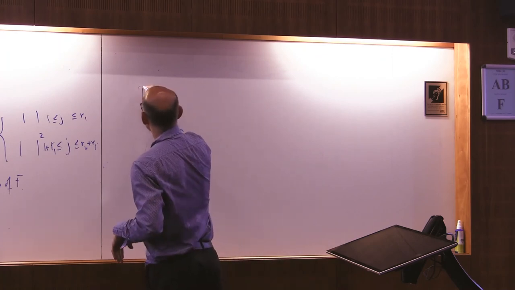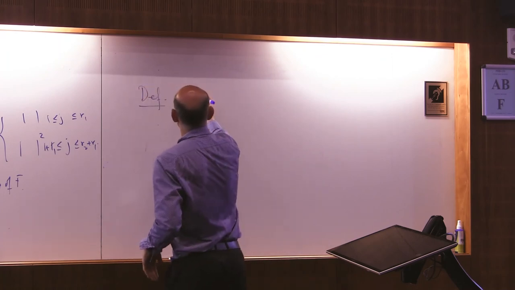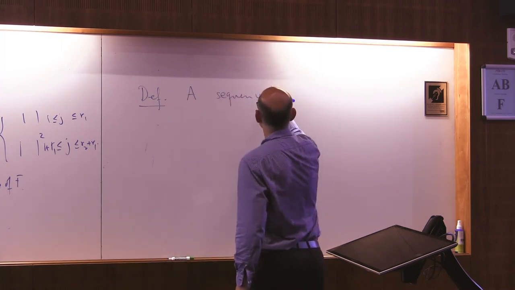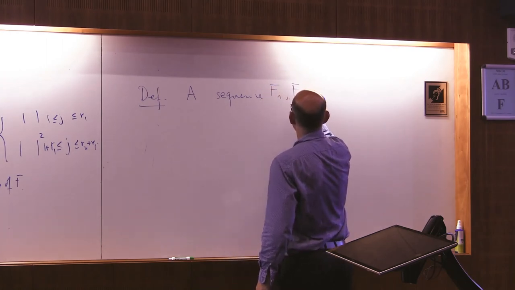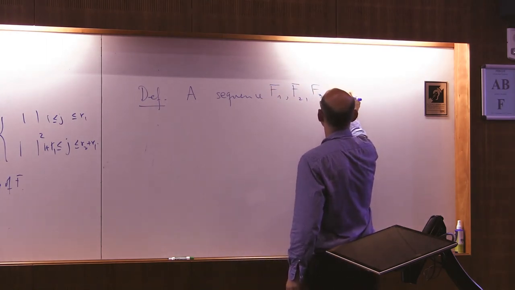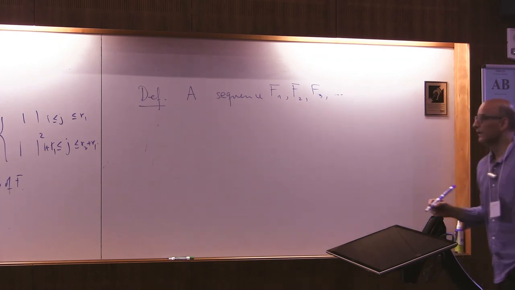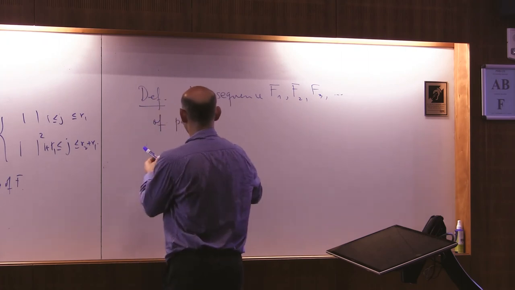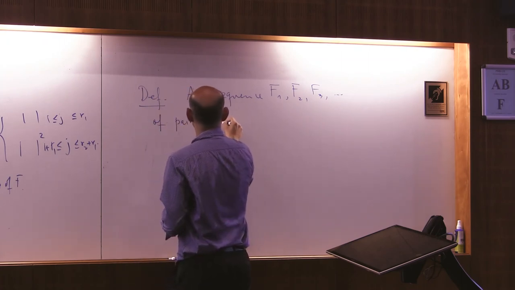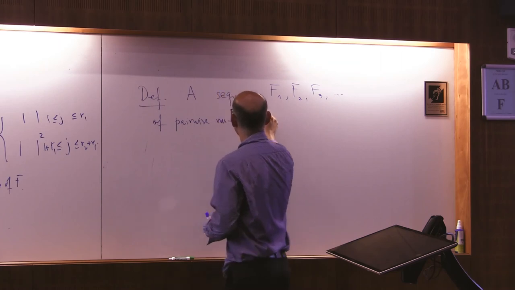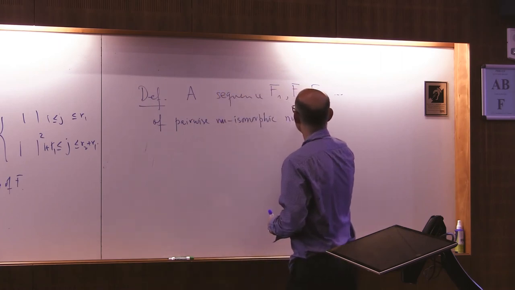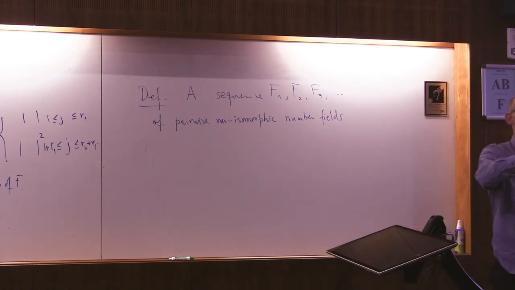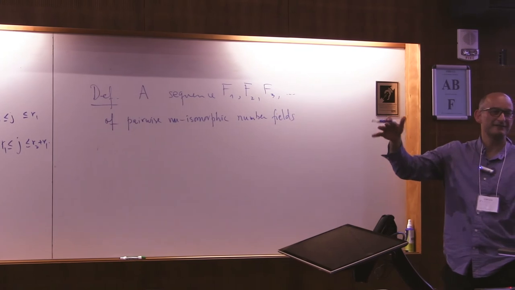All right. So definition. A sequence F1, F2, F3, etc. of pairwise non-isomorphic number fields. So I don't want you to take the same number field and keep repeating it, okay? That's all I'm saying.